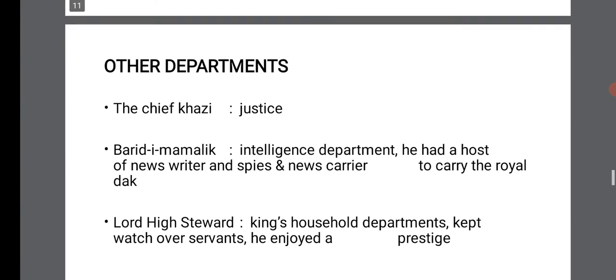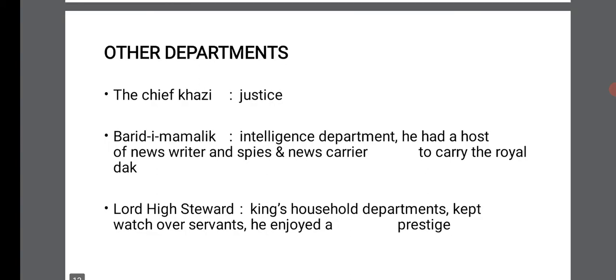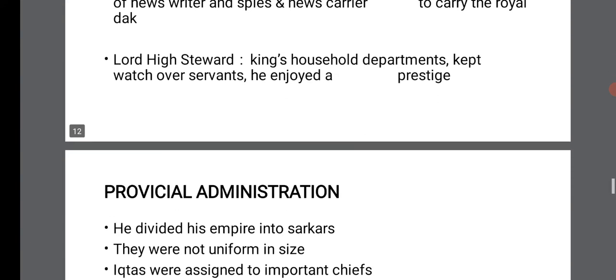Other than these departments, we have other ministers such as the chief Qazi, who was a justice, and Barid-i-Mamalik, who was in charge of the intelligence department. He had a host of news writers, spies, and news carriers to the royal court. Lord High Steward was in charge of the king's household departments and kept watch over servants. Therefore, he enjoyed a high, prestigious position.